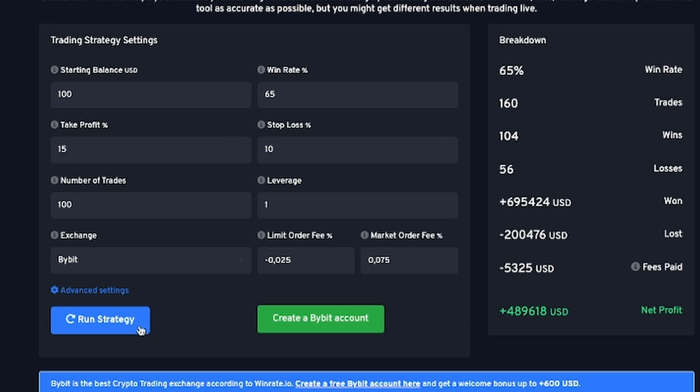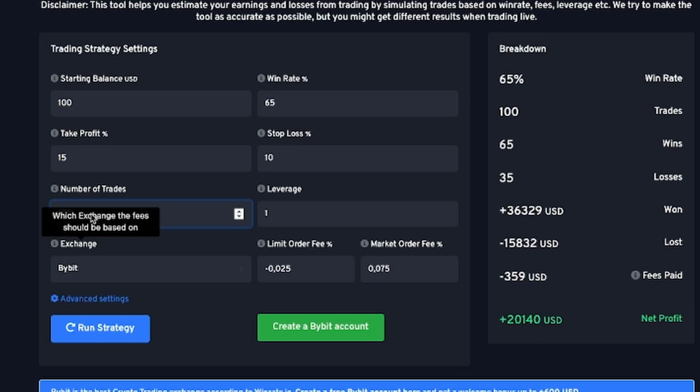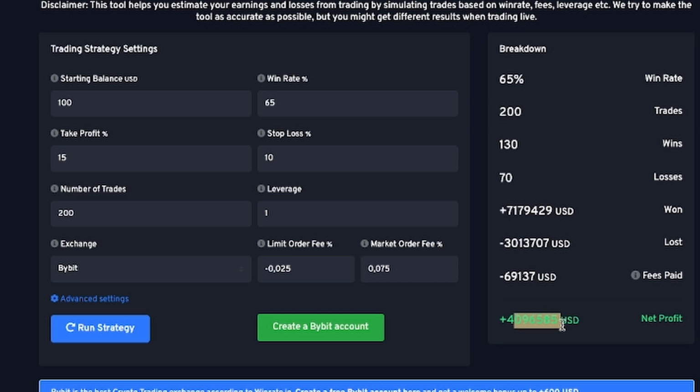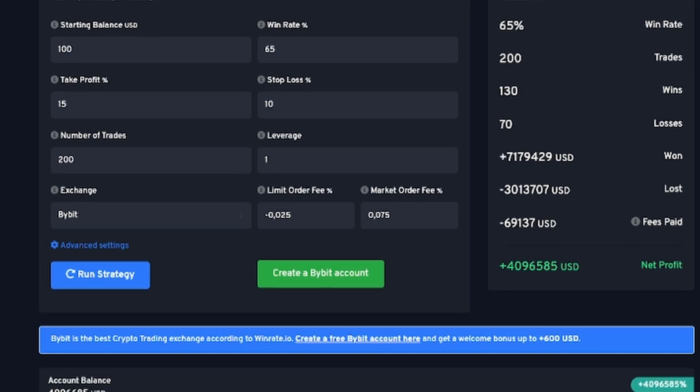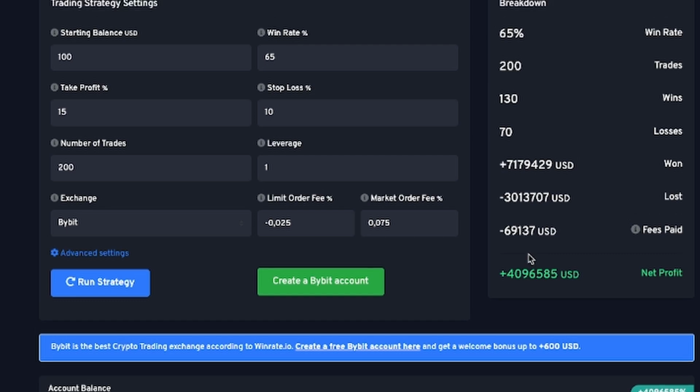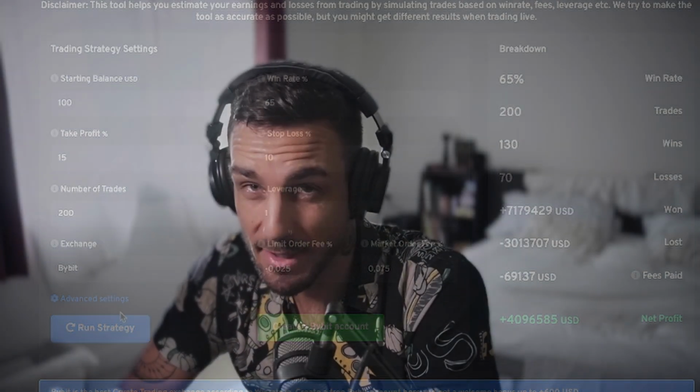So let's run this over 100 trades and see what we get. We got $20,000. So over 5 months, you would have turned $100 into $20,000. Let's add another 5 months by adding another 100 trades to that. As you can see, we're in the $4 million figure amount. This is the power in which compounding works in our favor, and this is a realistic reflection of what a 65% win rate looks like when you risk 10% and you take 15% as your profit. This would take 10 months.